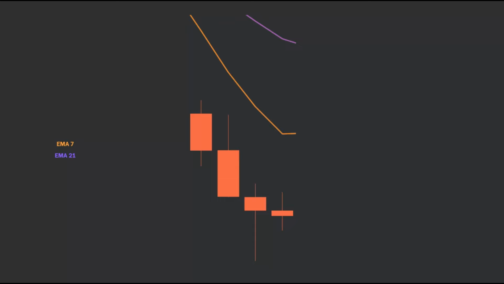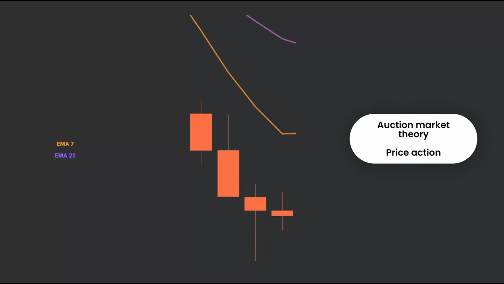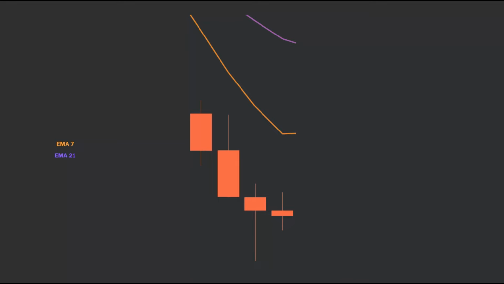What we will do is talk about market theory and price action, and explain the story behind these candles, because as you know, these candles are just footprints. They explain what has happened in the background between sellers and buyers. So without further ado, let's start.